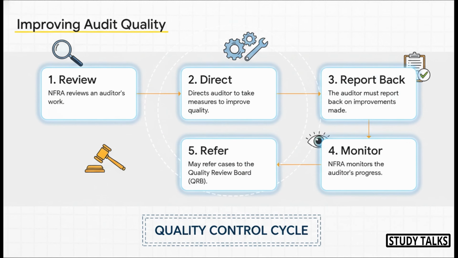NFRA isn't just about punishment, it's also about proactively making things better. They can review an auditor's work and then literally direct them to take steps to improve their quality. The auditor then has to report back on what they've done. NFRA monitors the whole thing, and if needed, they can even refer the case to the Quality Review Board. It's a full-circle system designed to constantly improve quality.